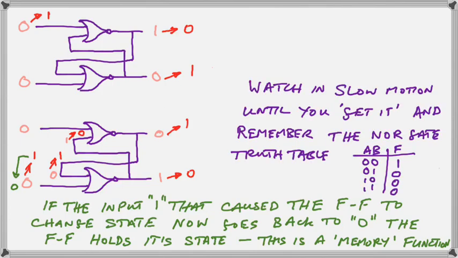So watch in slow motion until you get it, and remember the NOR gate truth table as you trace your 1s and 0s through the device.